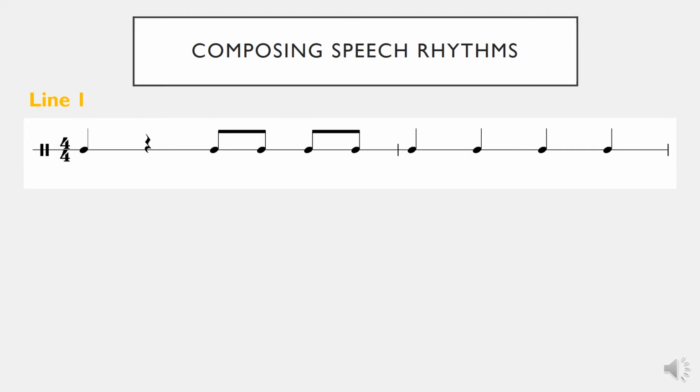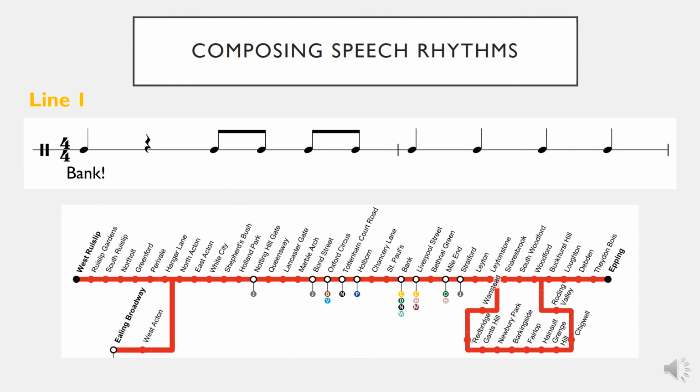So we have a do to start with. Ideally, we want a station that has just 1 syllable, so I'm going to use Bank. This has given me an idea. I'm going to use only the stations on the Central line for my piece. After the first note, there's a rest, and then we have the rhythm do-day, do-day, do, do, do, do.